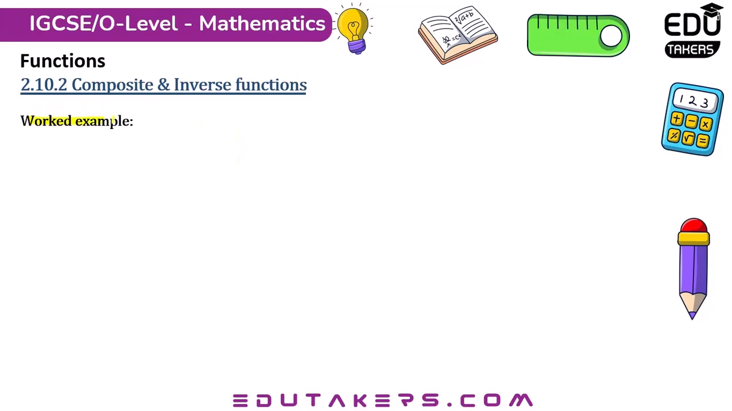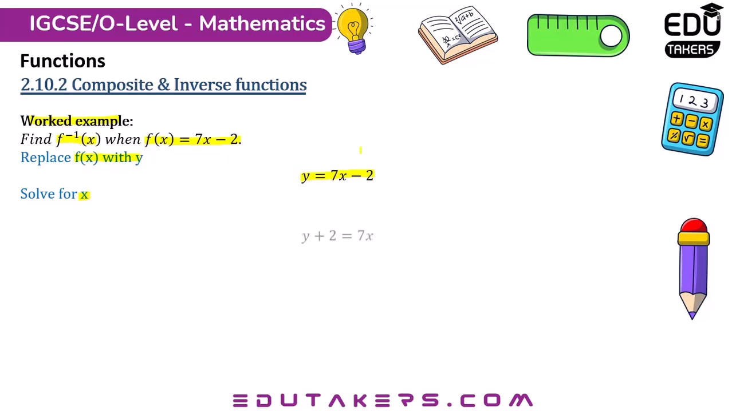Worked example of inverse function. Find f inverse of x when f of x equals 7x minus 2. Replace f of x with y. So y equals 7x minus 2. Solve for x. It will be y plus 2 equals 7x. So x is equal to y plus 2 over 7. Interchange x and y. So y equals x plus 2 over 7.